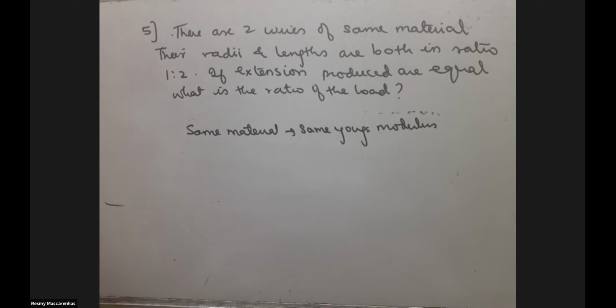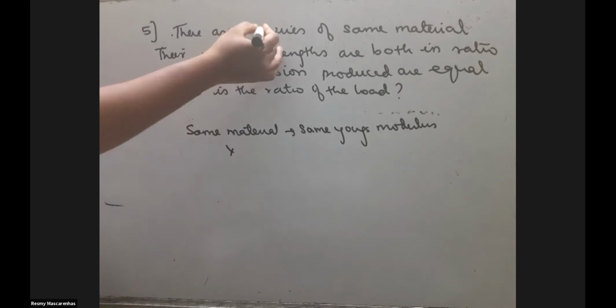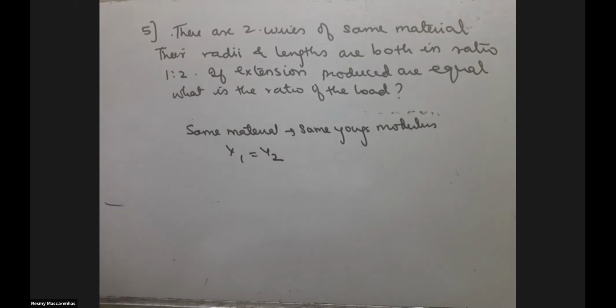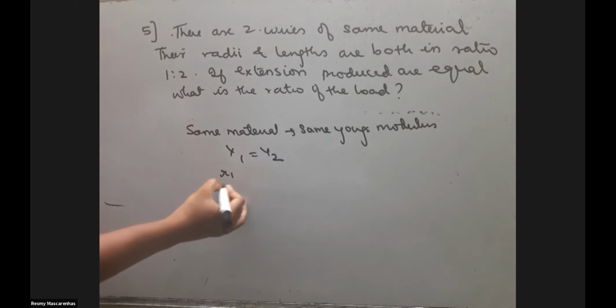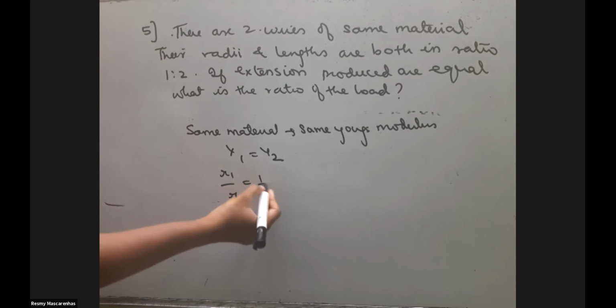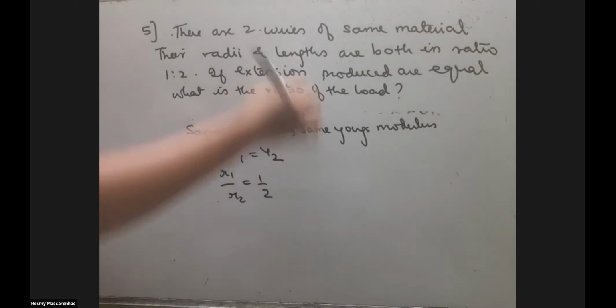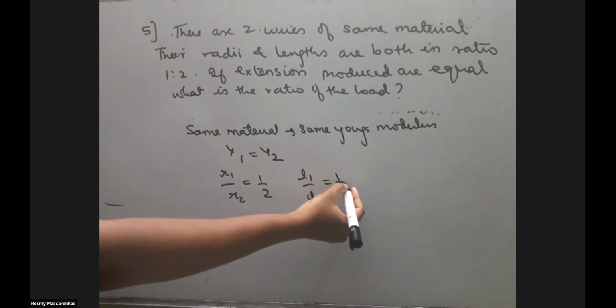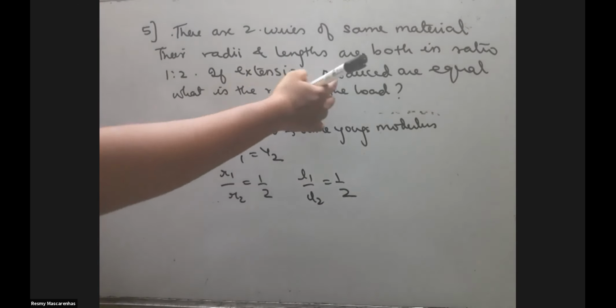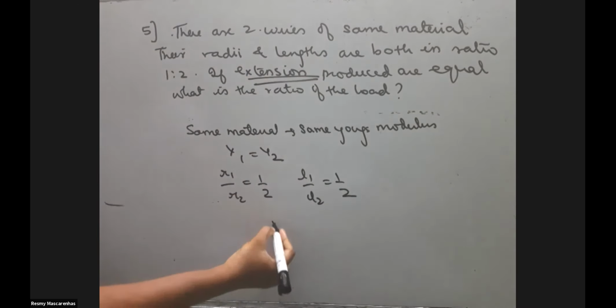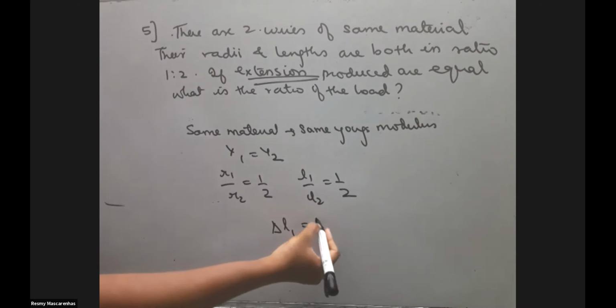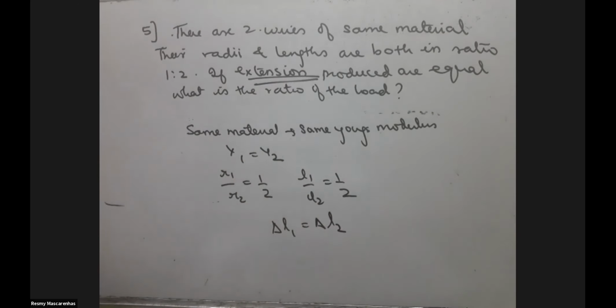So you can take material 1 and 2. So y1 will be equals to y2. Radii r1 upon r2 is in the ratio 1 is to 2, 1 upon 2. Same way length L1 upon L2 is also 1 by 2. If the extension produced are equal, extension means delta L1 for wire 1 and delta L2 for wire 2, then delta L1 will be equals to delta L2. Extensions are equal.